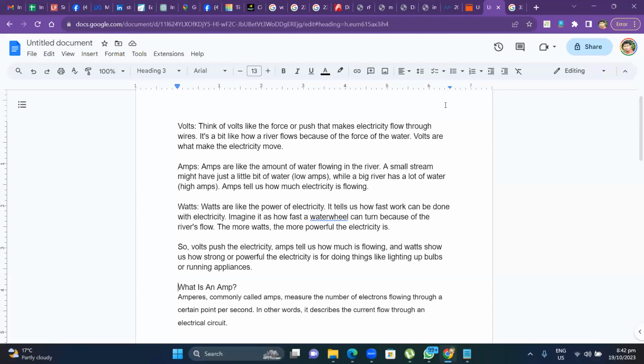Then amp is basically the amount of water in the waterfall. If the amount of water is high, amp is high. If the amount of water is low, amp is low. That is the amount of current. And power is what you get when you multiply ampere and volt. That says how powerful this is.